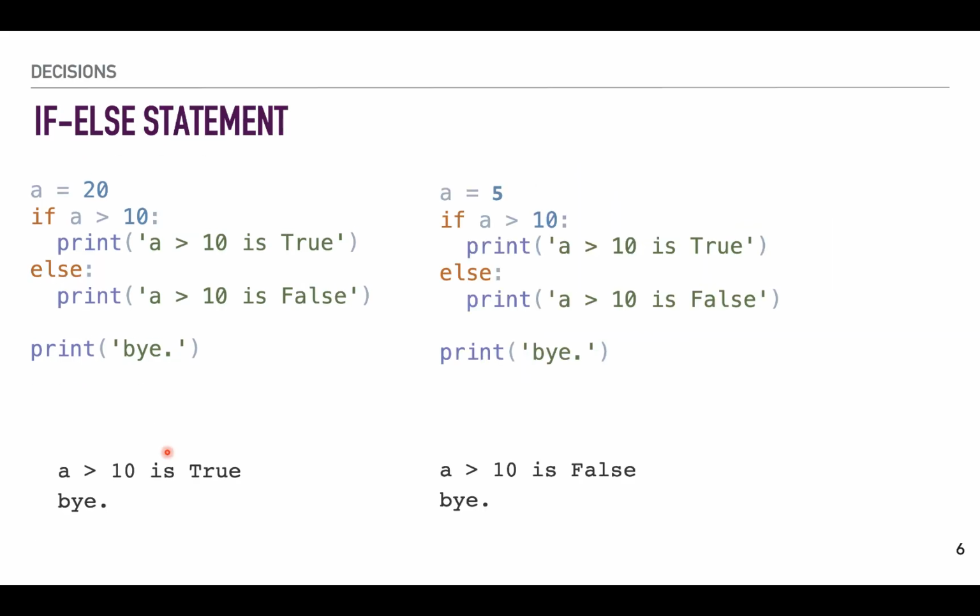The if-else statements add an else block that gets executed when the if condition evaluates to false. Back to our example, 20 is greater than 10. So "a greater than 10 is true" is going to be printed, then the independent statement print "bye". On the other side, the condition evaluates to false because 5 is not greater than 10. So the else block is going to be executed and "a greater than 10 is false" will be printed. Finally, print "bye", the independent statement, will be executed.